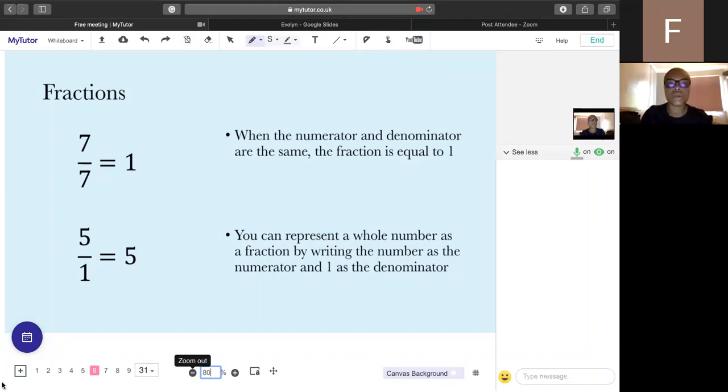Okay, so fractions are just parts of whole numbers. Hopefully you can pick it up as we go along. So 5 over 1 is the same as 5. If you had something like 10 over 1, that's the same as 10. Any number which is over 1 is the same as the whole number of the numerator.